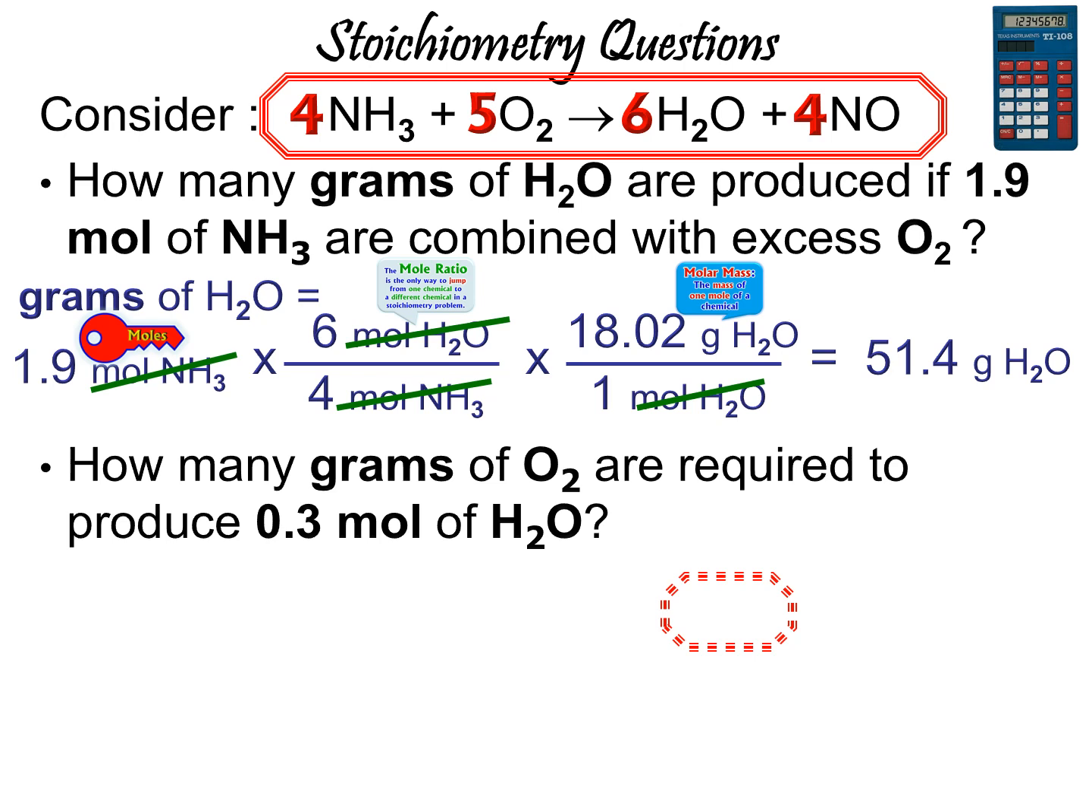So that would be my answer, and then usually what I want to do is indicate that I know that's my answer by putting like a box around it or a circle around it. Now notice we went from moles of one chemical all the way to grams of a different chemical. Well, that's the same thing we're doing in the next problem, so I'm going to do it a little faster.